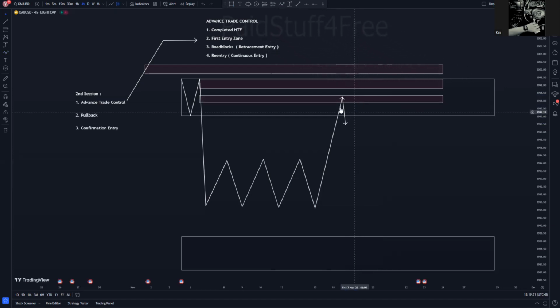Get it? If you enter on the first entry zone after CE and then price doesn't create TC, then we'll exit the trade. All right. So about exiting the trade, that's why we are learning roadblock right now. When we are selling, all of our buy zones on M30 gonna be our roadblock.